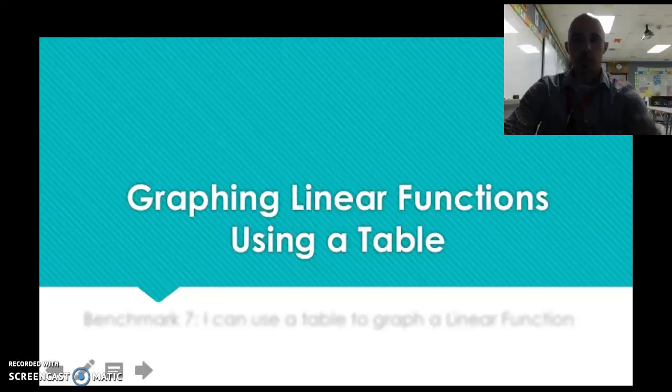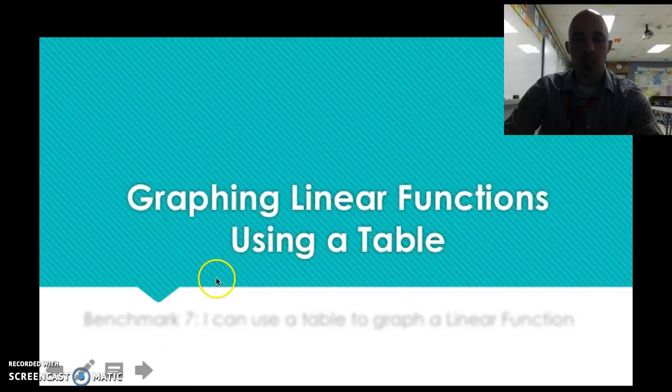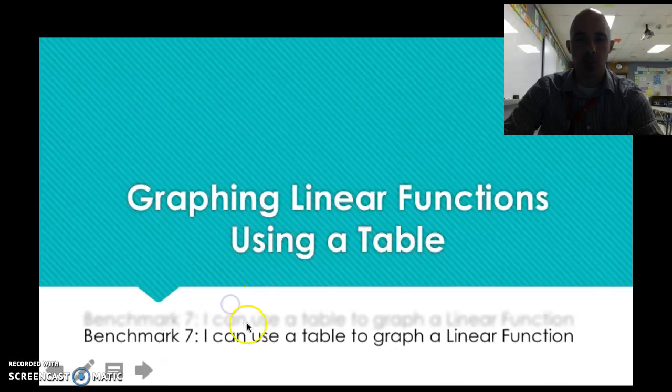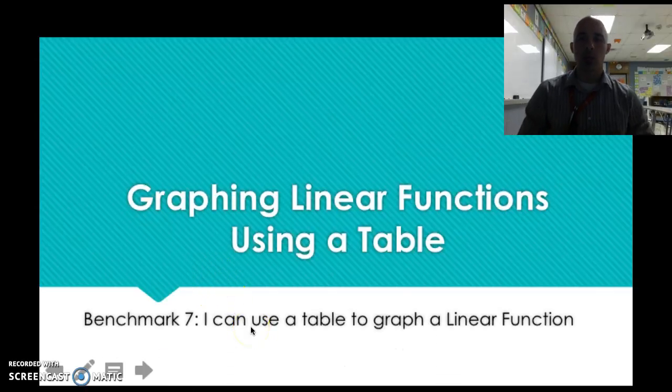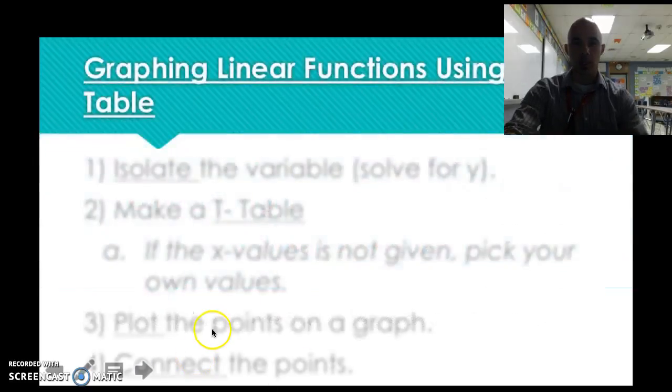Okay, welcome. This is a new lesson in graphing a linear function using a table. This is benchmark number 7. I can use a table to graph a linear function. All right, let's go ahead. Let's begin. Graphing a linear function using a table.